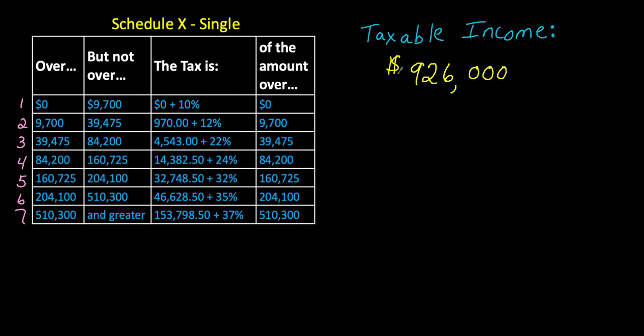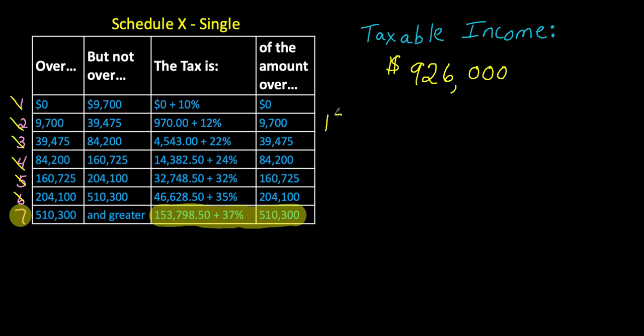Welcome back. Well, remember the first step is to identify which row this falls in, and hopefully you identified row 7 right here. And that means you don't need to use any of the other rows. I picked that row because $926,000 is over $510,300. So it's got to be row 7. And then I just look at this part of the tax table to calculate my taxes, and we'll go ahead and do that.